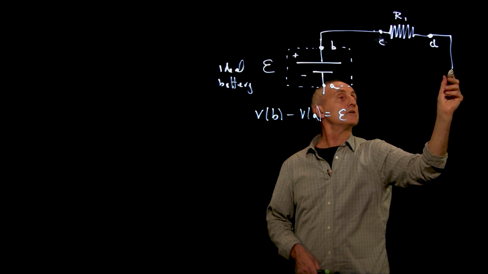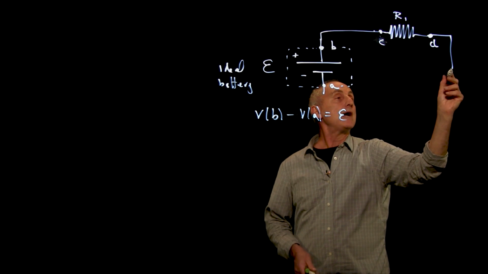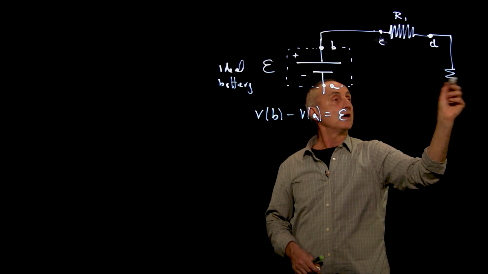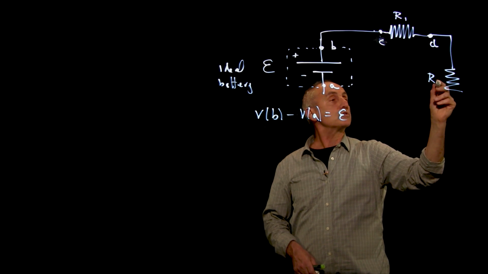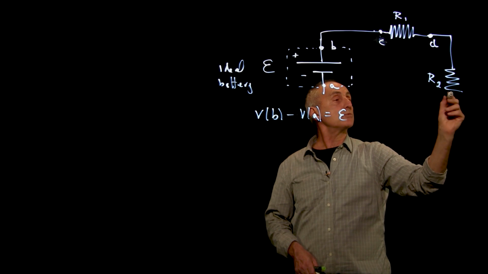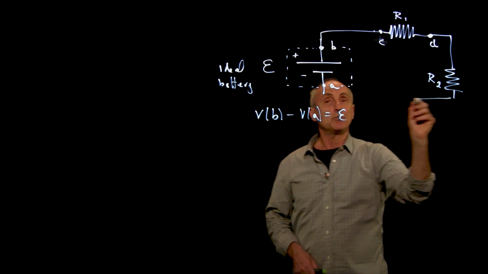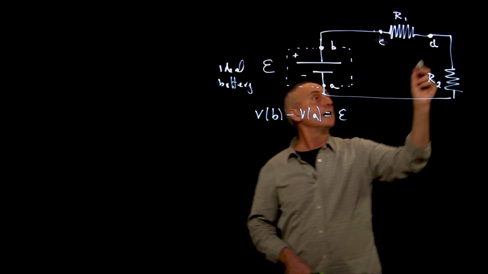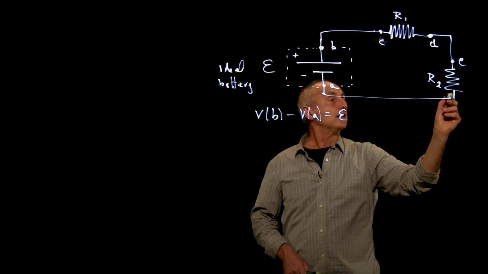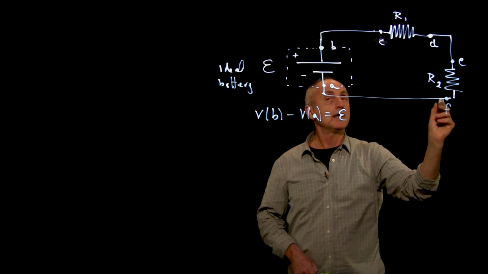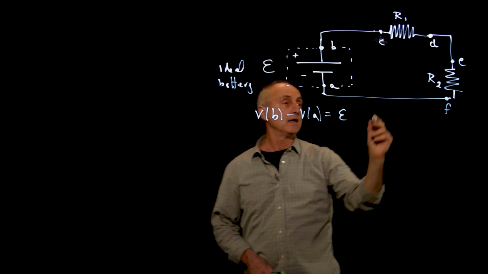And I'm just going to connect it to another circuit element. Again, this other circuit element may be a light bulb, it may be a resistor of some type. This will be a second resistor, R2, and we'll come back to where we are. Here's D. I'm going to call this E. On the other side here, F, and then I'm back to A.